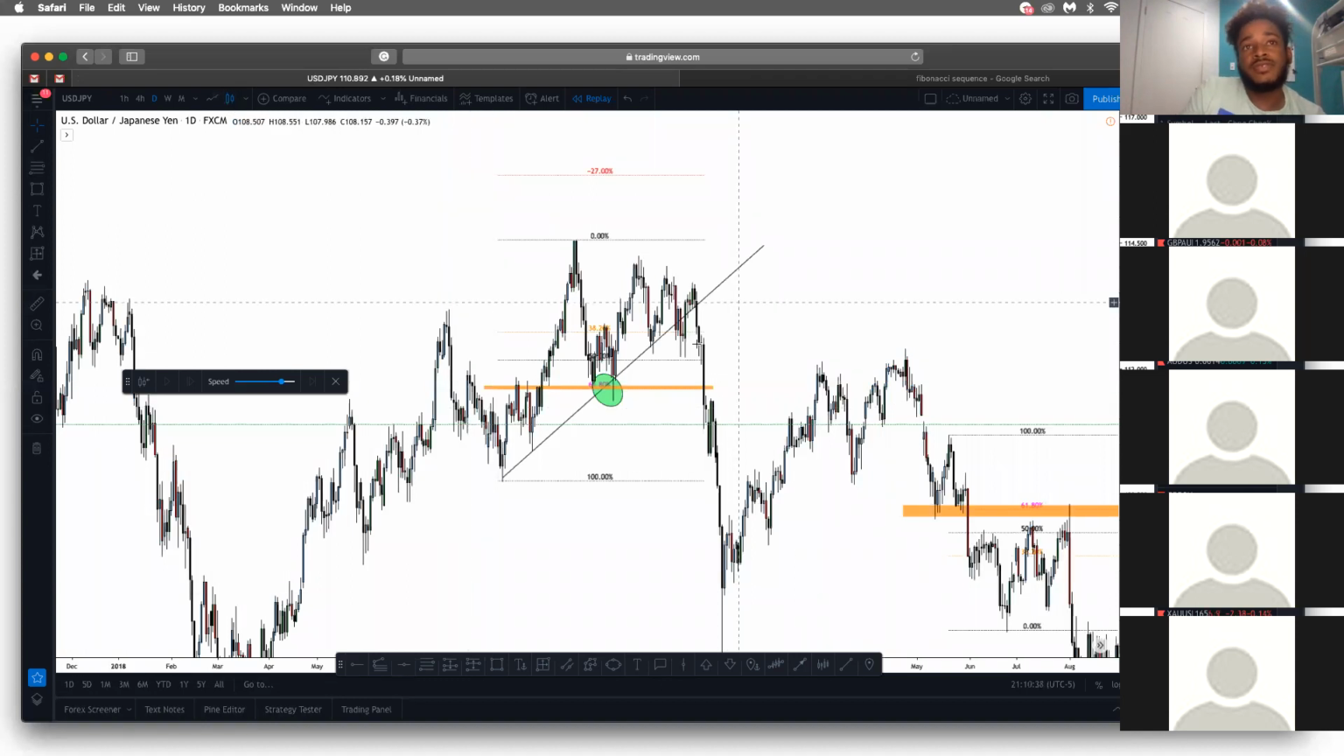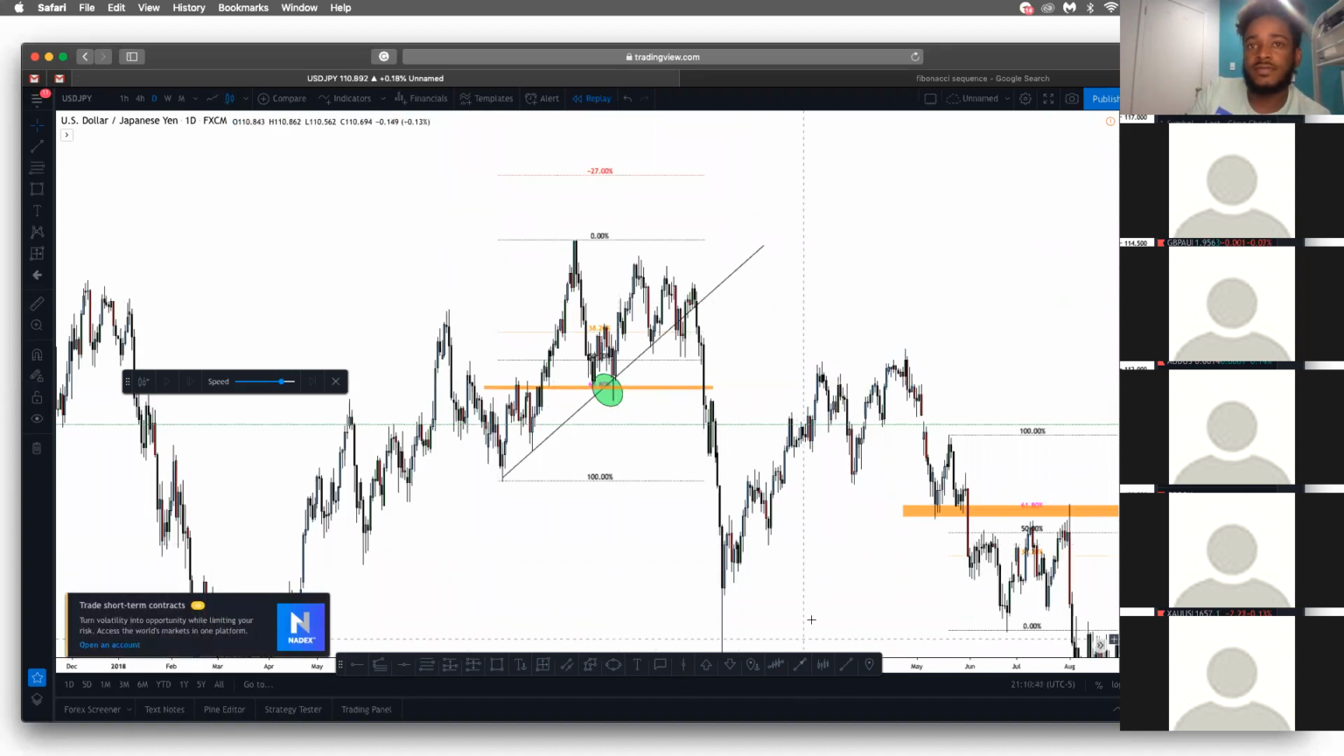So let's say you took this trade with these three confluences here. And if you find those three confluences on a higher time frame, then that's even more reason, right? This would have been a 250 pip trade.